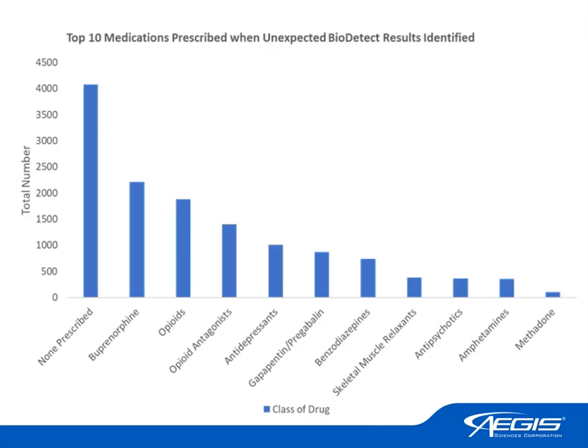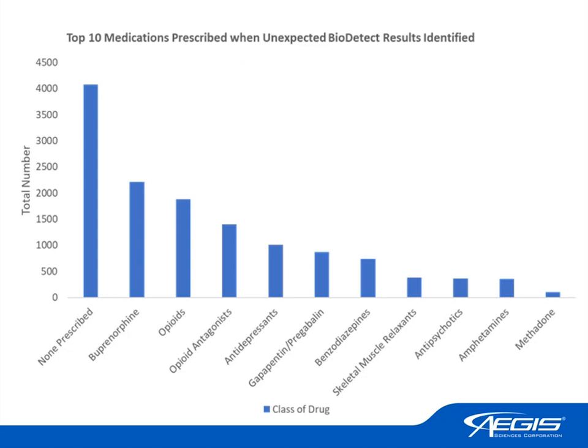This chart demonstrates the frequency of the top 10 prescribed medications by class in samples with unexpected BioDetect results. This is Aegis specific data. The data includes over 1.9 million urine samples collected from January of 22 to October of 23, with about 8,600 of the reports with an unexpected BioDetect result. And what you will see here is we do have a line item which is right at about 4,000 where nothing was prescribed and nothing was detected.